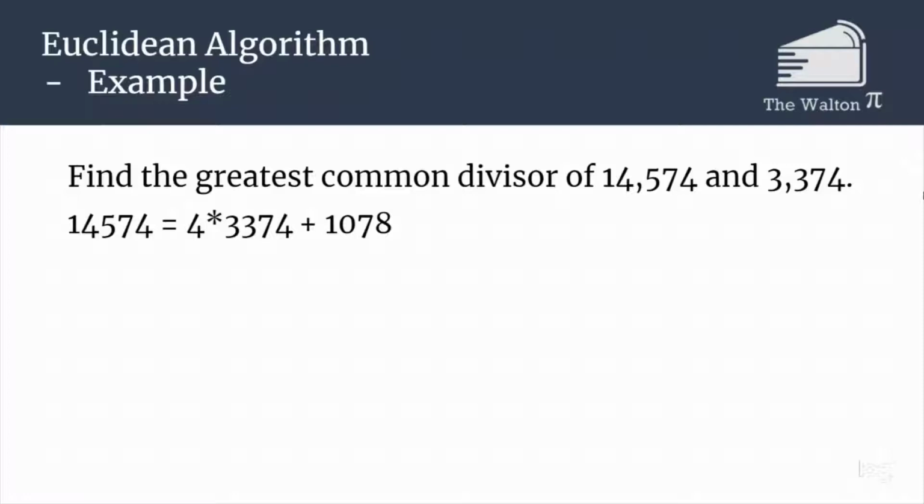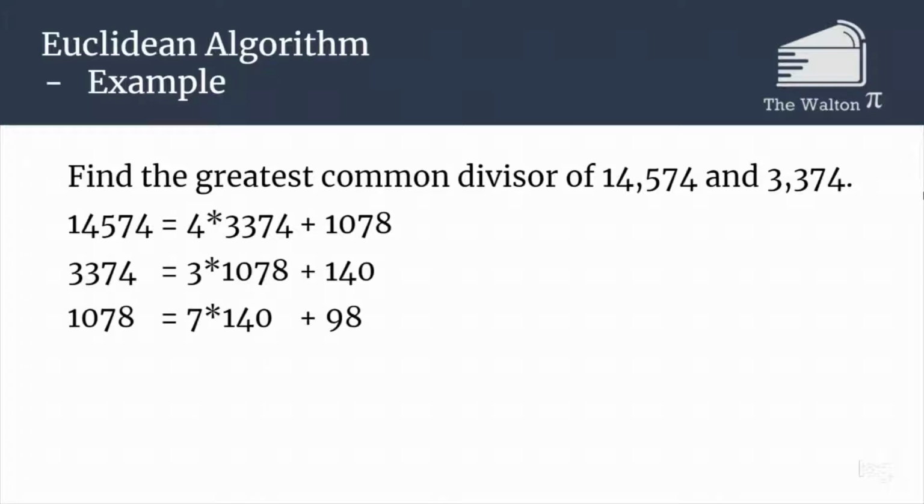At this point, we are going to repeat the process because we didn't get a remainder of 0. So we are now going to have our new value of a be 3,374, and our new value of b is 1078. When we put those into the next line, we get that 3374 is equal to 3 times 1078 plus 140. And then we're going to repeat the process with a equals 1078 and b equals 140. We're just going to continue to repeat this process until we get a remainder of 0. So 1078 is 7 times 140 plus 98. So we repeat with a equals 140 and b equals 98.